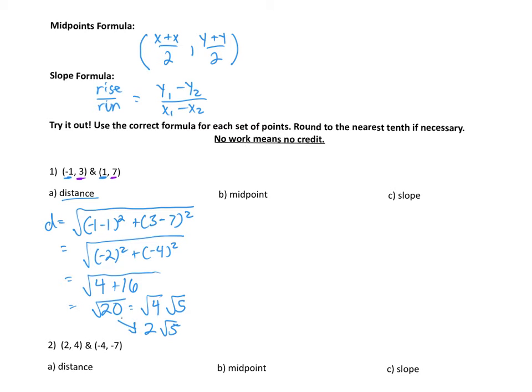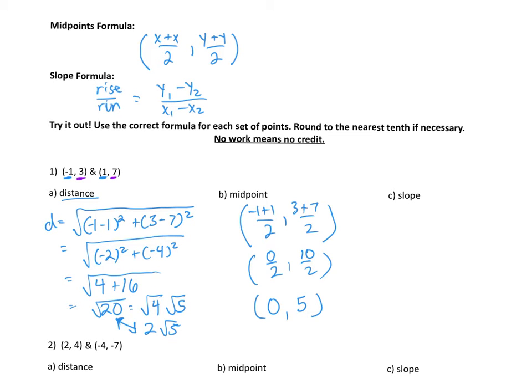Either is perfectly fine. Our midpoint here, let's do x plus x, so negative 1 plus 1, divide that by 2, and 3 plus 7, divide that by 2. Negative 1 plus 1, well, that's 0. So the first one is 0 divided by 2, and the other one is 10 divided by 2. So we're left with 0 and 5. 10 divided by 2 is 5.